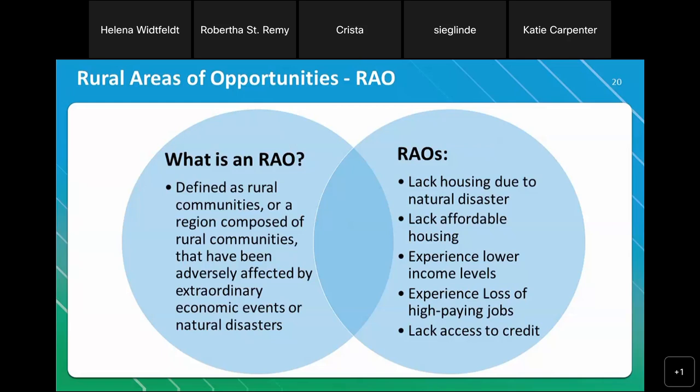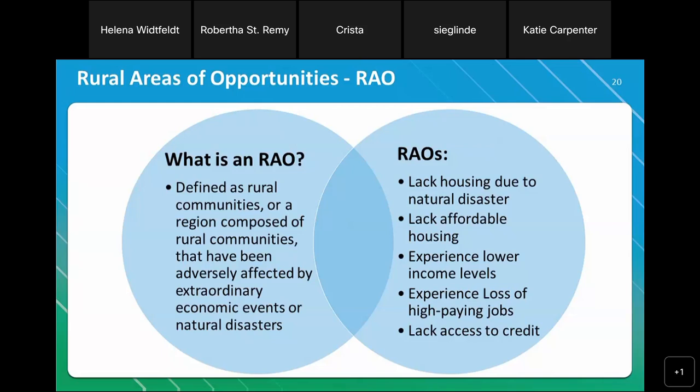Experience loss of high paying jobs when an industry actually leaves or just vacates the area. Just imagine if Silicon Valley were to move out of California, what would that do? So just to put it in perspective, there could be a high paying job entity in your area, in your communities. And when those jobs go away, what does that do to your area?